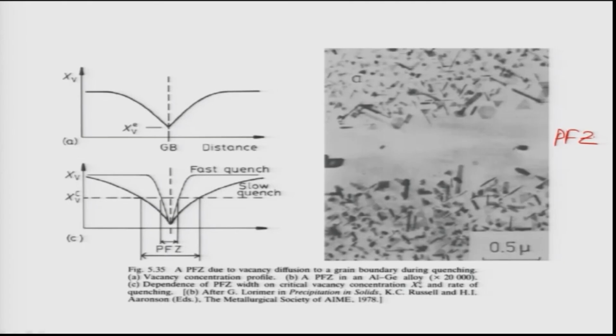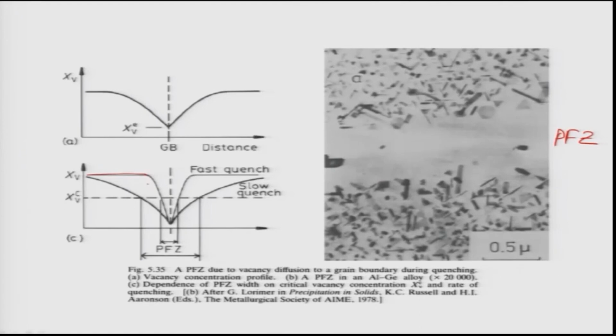If you quench very fast, as you see here, you retain a certain amount of vacancies inside the grain, but at the grain boundaries there is a rapid drop of the vacancy concentration. That is because the grain boundary acts as a sink for the vacancies. Vacancies will go and get lost in the grain boundaries. So there will be reduction of the vacancy concentration in the grain boundaries, and because of that obviously the copper atoms cannot form these GP zones and precipitation is not possible.